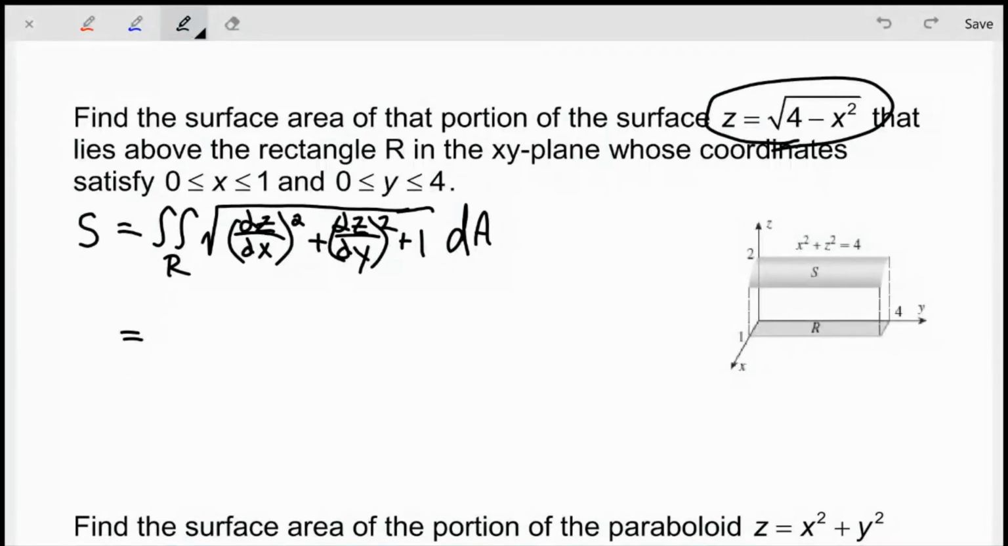All right, so I'm not going to go through all the steps for del z del x, but you can tell pretty easily here that del z del x is going to end up being negative x over the square root of 4 minus x squared. Okay, so pretty easy to get that partial derivative.